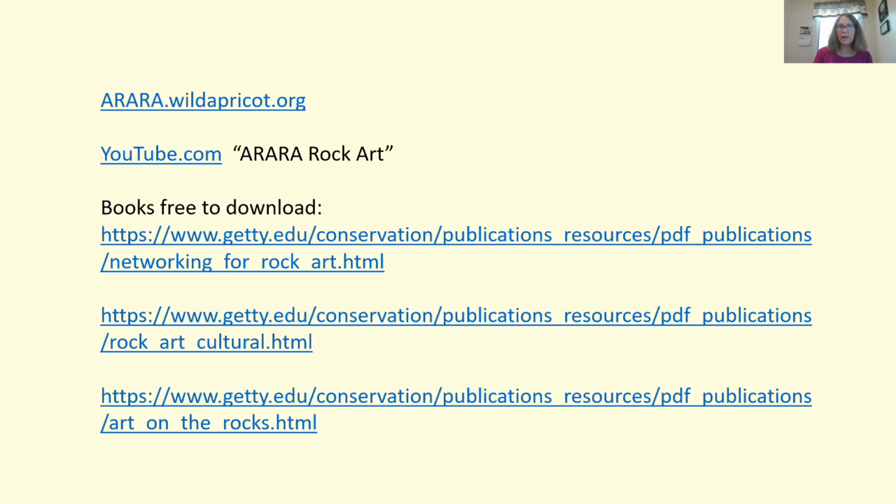If you go to the Getty Conservation Institute, www.getty.edu, they have these 3 publications about rock art site management. There's a lot of good information in these books, in particular the first one. So check it out. It's free to download, and it'll give you a lot of good ideas about site management.